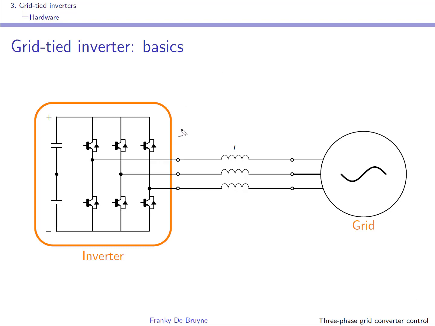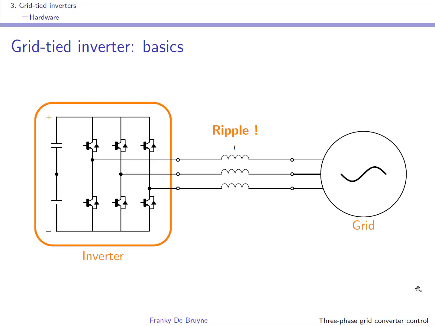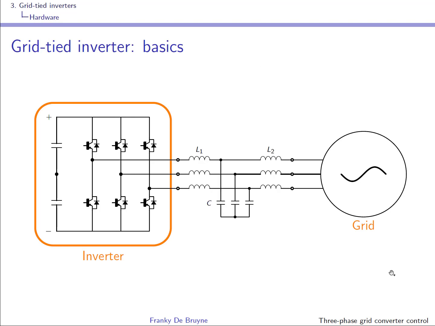So see here, at the switching frequency, you'll have the voltage that is going up and down like this. Here you have VDC over 2, and here you have minus VDC over 2. So the current will do something like this. On average it will take a certain value, but there will be ripple around this average value, and of course this ripple cannot be too high because you're exchanging power with the grid, and there are standards for that.